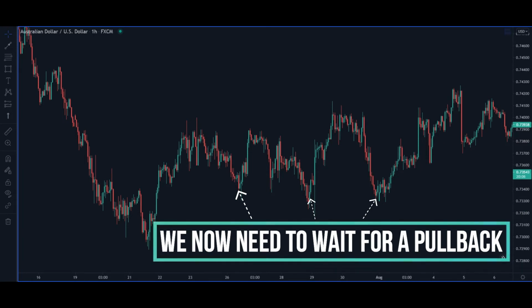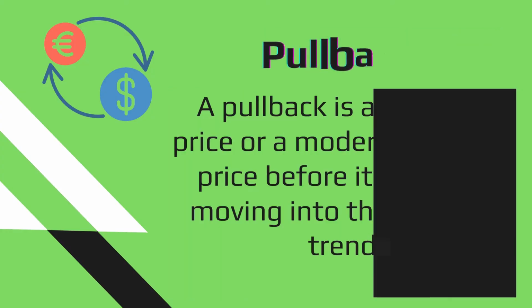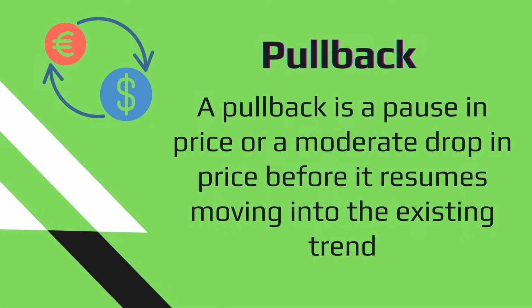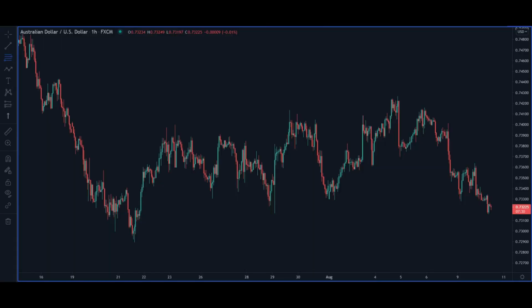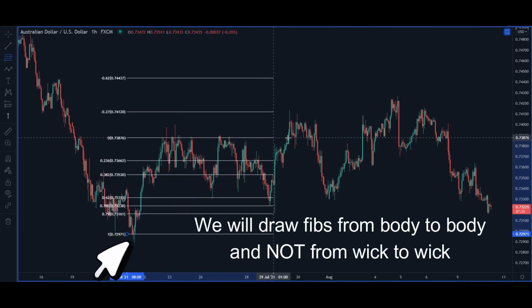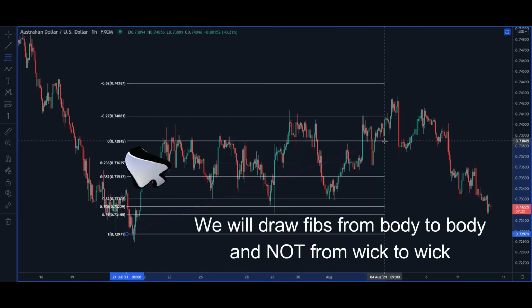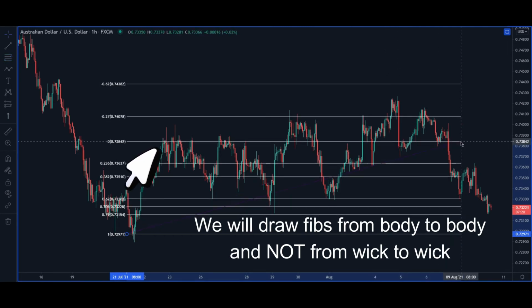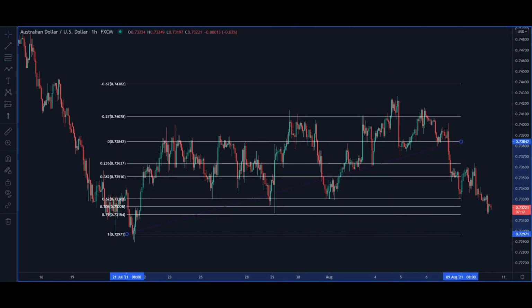But first, let's define a pullback. A pullback is a pause in price or a moderate price drop before it resumes moving into the existing trend. Now this is where our fib tool will come in handy. If you are looking for buy entries, you will draw your fibs from the swing low right here to the most recent swing high, which is right over here. And right away, you will already see all of these lines, which are your fib retracement levels. And right here, you can see all of your pullbacks, which are your potential buy entries.